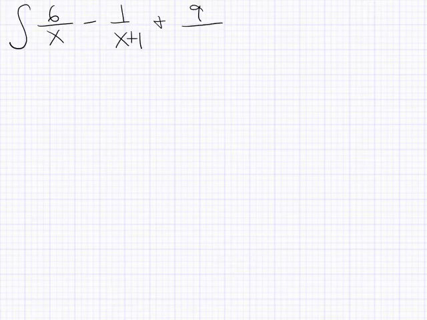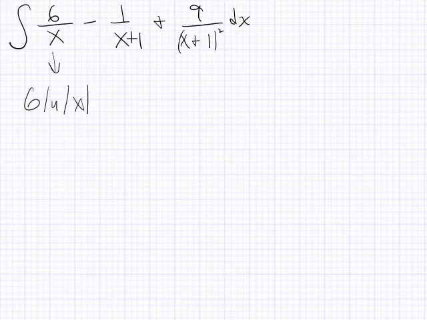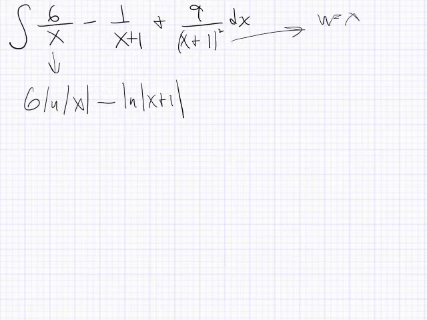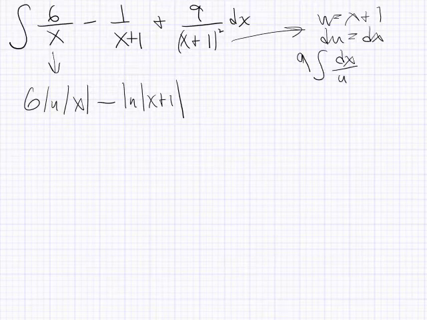So we have 6 over x minus 1 over x plus 1 plus 9 over x plus 1 squared dx. Again, this one here, when we integrate it, will be 6 ln of x. This one will be ln of x plus 1. And this one we're going to need substitution. We're going to say u equals x plus 1, du equals dx. The 9 comes out as a constant multiple, so we end up with dx over u squared, which in the long run ends up being du over u squared, ends up being u to the negative 2 du.